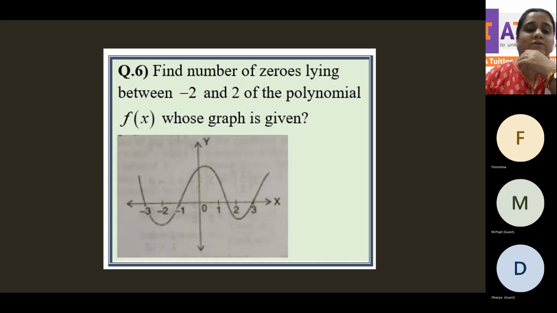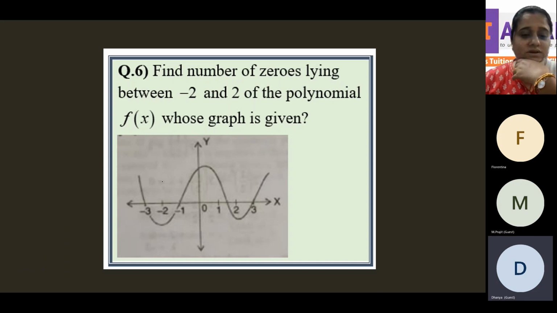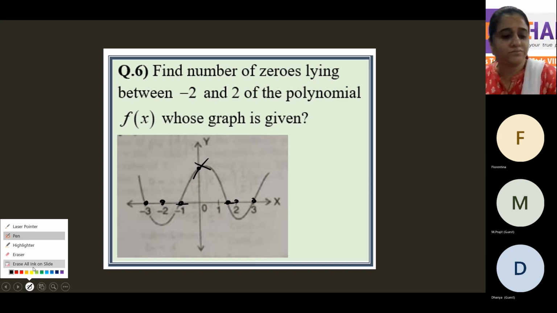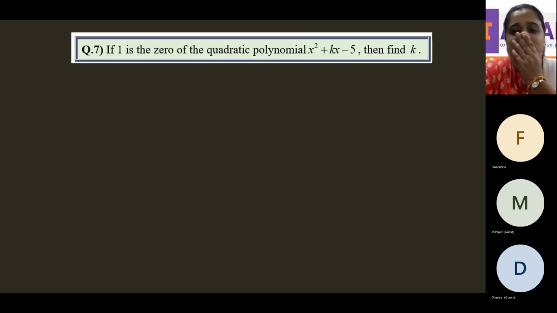Find the number of zeros lying between -2 and 2. This is -2. This is 2. How many zeros are there? 2 zeros. But otherwise, how many zeros are there? 1, 2, 3, 4. The y-axis is not counted. Only the x-axis. So otherwise there are 4 zeros, but between -2 and 2 there are only 2 zeros.